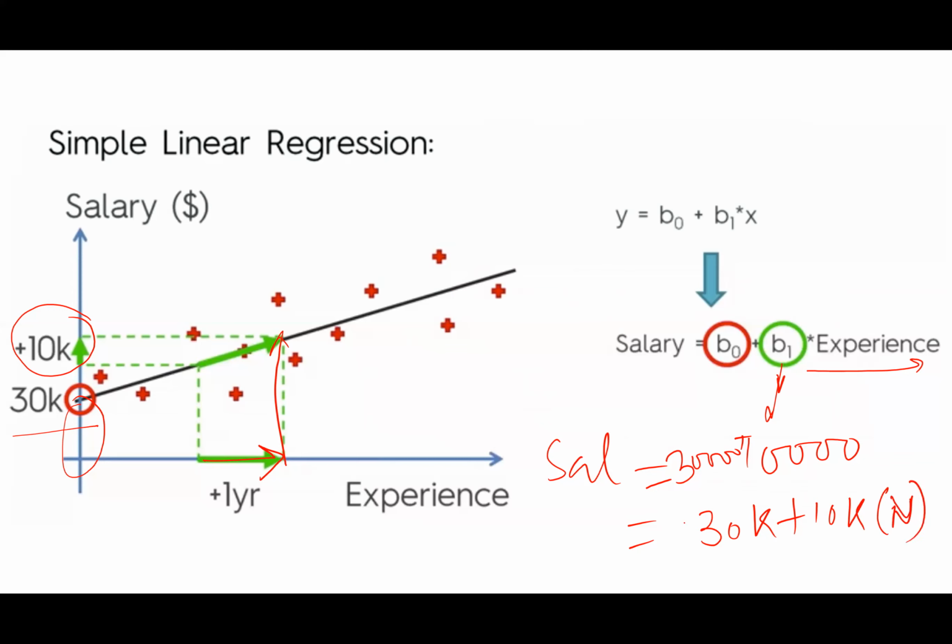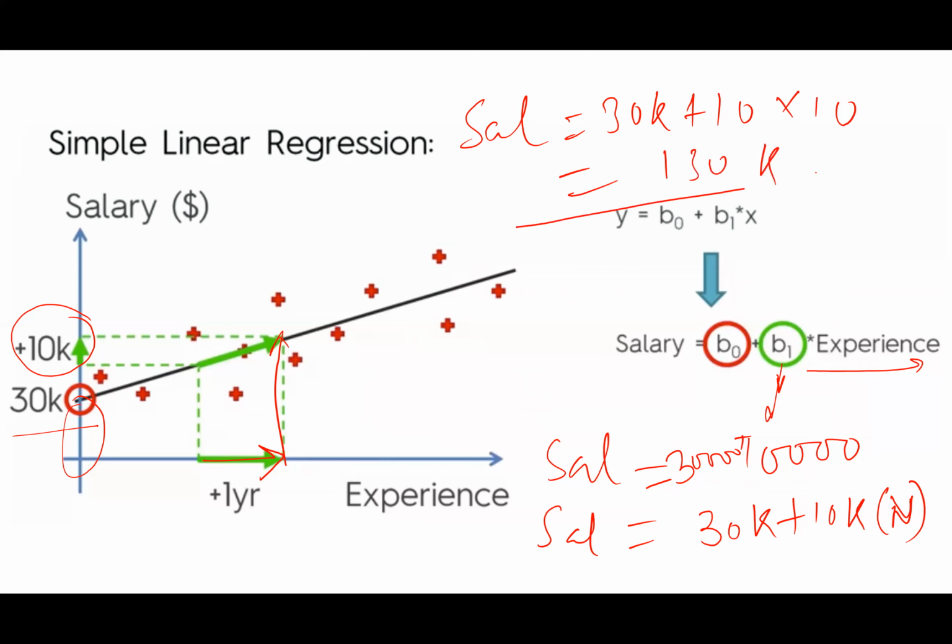So if you want to figure out what my salary should be according to this model if I worked for 10 years, my salary is going to be 30K plus 10 into 10, what is this, 130K, right? So your salary is going to be 1,30,000 per month after 10 years of experience, if you go by this trend.